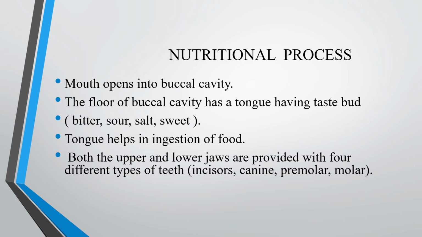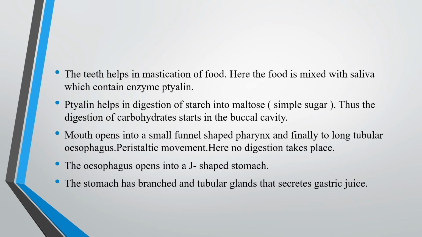Then both upper and lower jaws are provided with different types of teeth. Already we saw incisor, canine, premolar and molar. What is the use of this? Incisors for cutting the food, canines for tearing the food, premolars and molars for crushing and grinding the food. The teeth help in mastication of food.